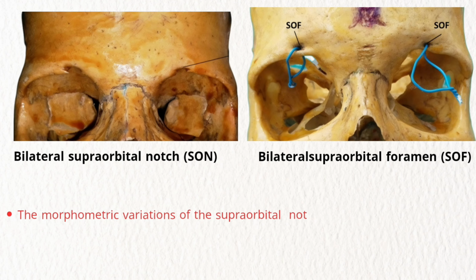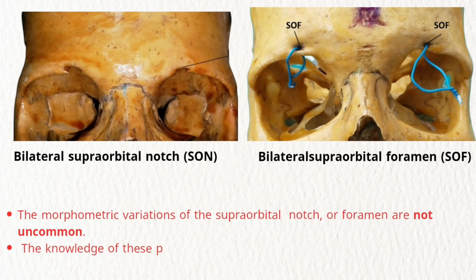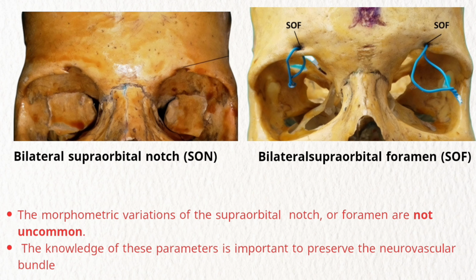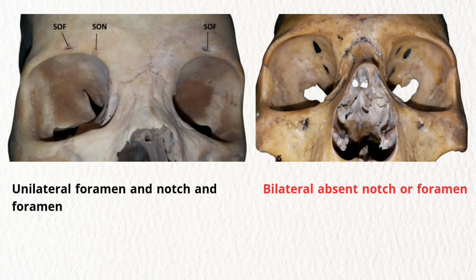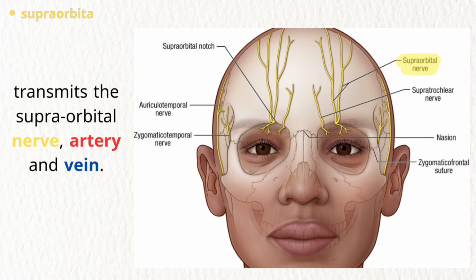The morphometric variations of the supraorbital notch, or foramen, are not uncommon. The knowledge of these parameters is important to preserve the neurovascular bundle during surgery in this area. The supraorbital notch or foramen transmits the supraorbital nerve, artery, and vein.